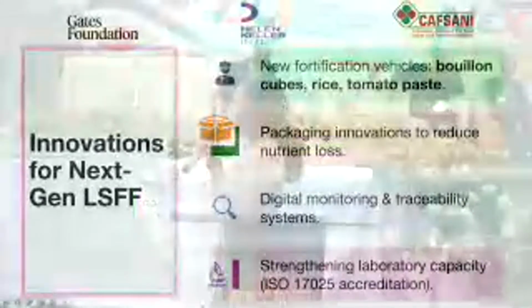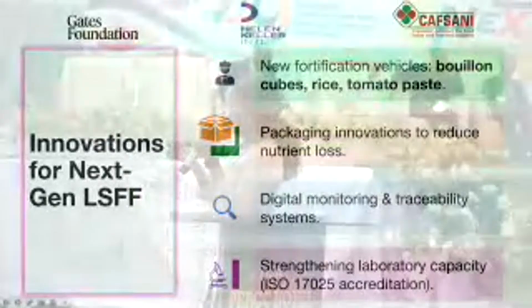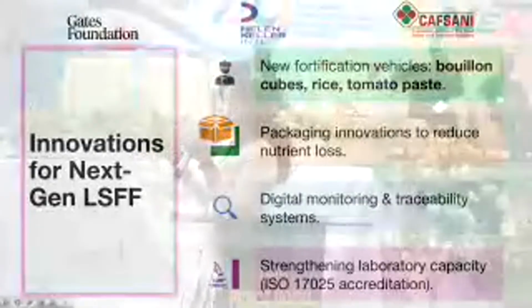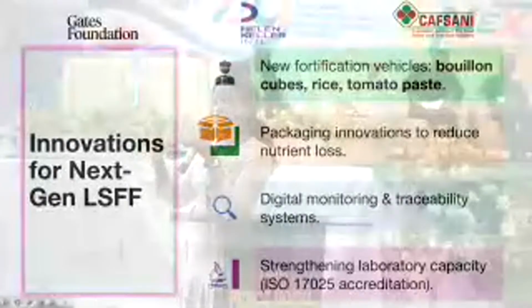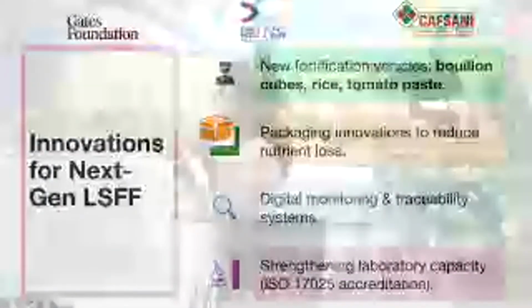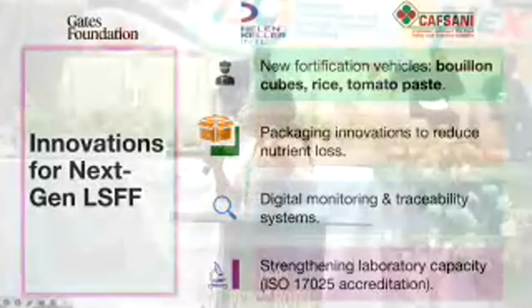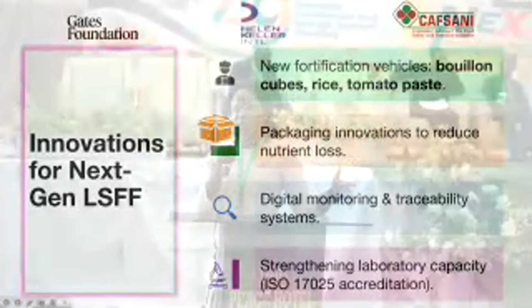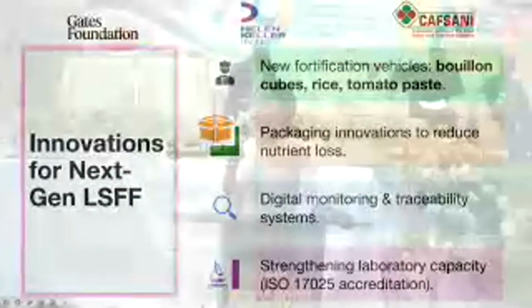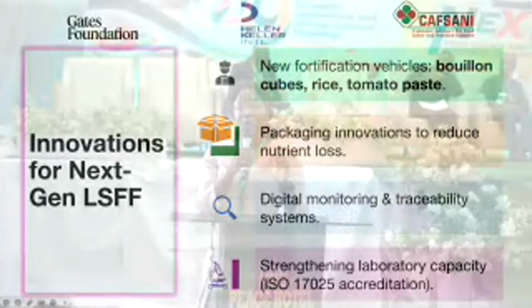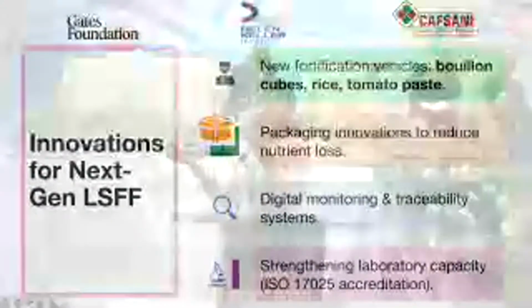The innovation that we have brought is for next-generation large-scale food fortification. So we are saying that we should have new bouillon cubes. I'm going to expatiate more on that as we go in the presentation. We're talking rice, tomato paste, and we're also saying packaging innovations to reduce nutrient loss, because some of these nutrients are actually added, but in the course of handling, storage, and all of that, the quantity that is actually required to get to the consumer does not get to them, right?